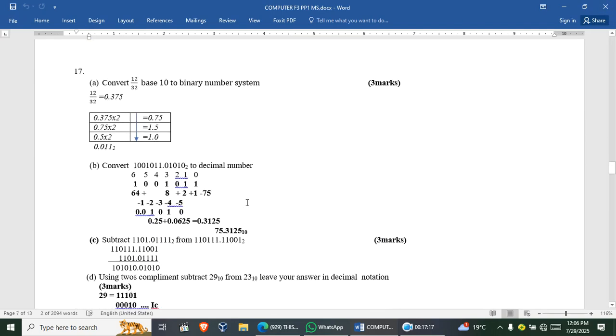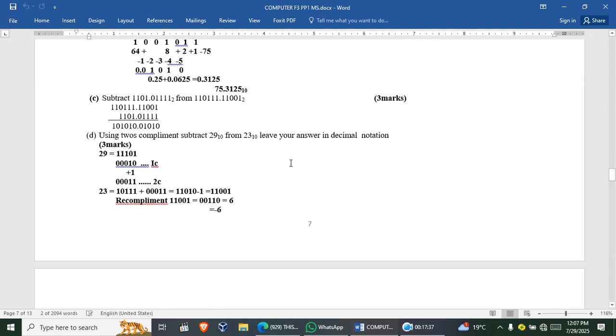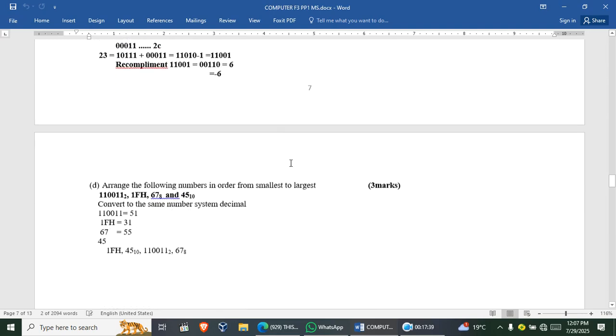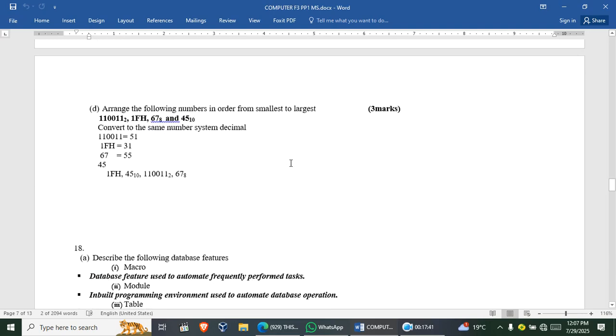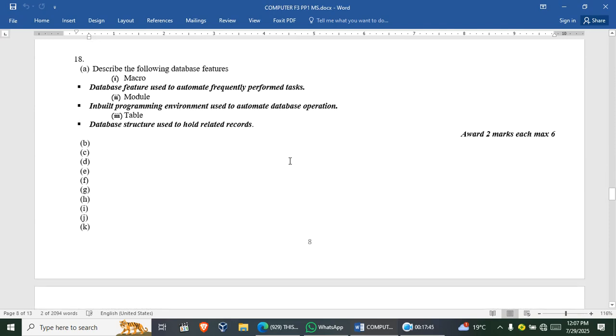Then we have question number 17: convert 12 over 32 to base 10. So this is how you go about it. You continuously multiply by 2 as you record the first value. Then you convert this value to decimal. Remember, when it comes to these calculations, it is all about your practice. Practice makes perfect. You can just pause the video and perform the calculation. Then you can mark for yourself and see whether you have gotten it right.